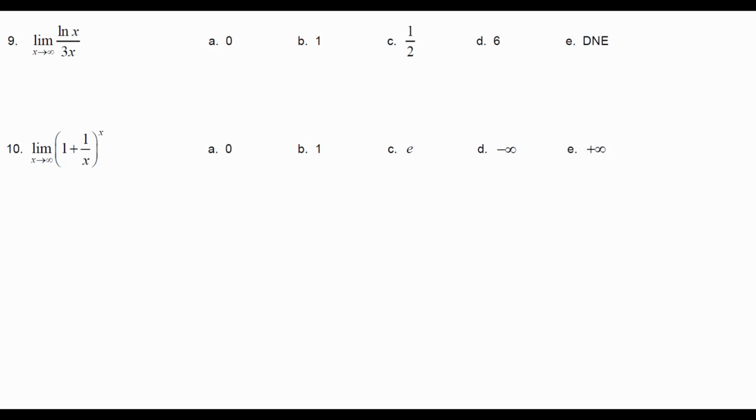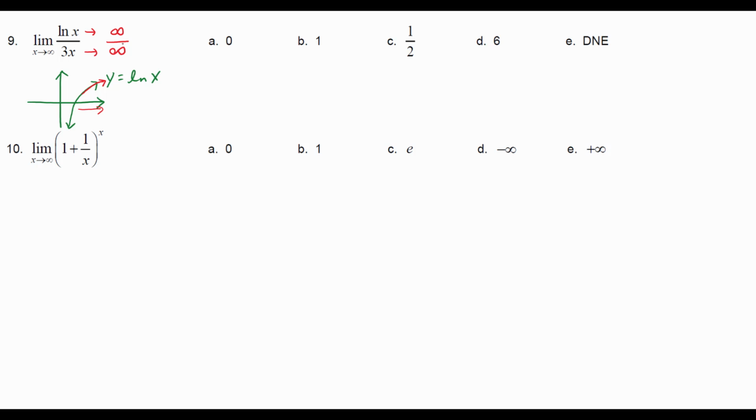Number 9. Limit as x approaches infinity of ln x over 3x. So by now, hopefully you remember the ln x graph. If you don't, you better memorize it now. This is what the y equals ln x graph looks like. And you can see as x approaches infinity, ln x approaches infinity as well. So ln x goes to infinity, and as x approaches infinity, 3 times infinity is infinity. So we have infinity over infinity.